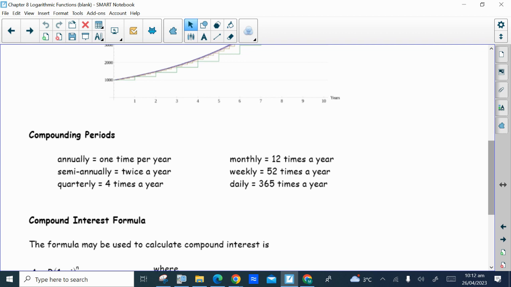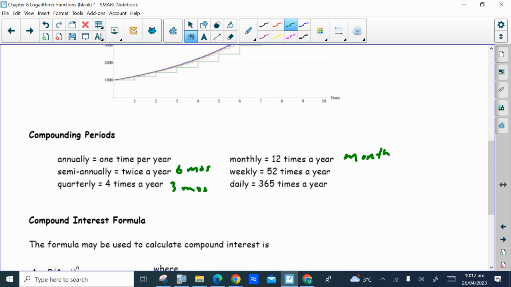So again, we've talked about the different compounding periods. Annually is once a year, semi-annually is twice a year, which would be every 6 months. Quarterly would be 4 times a year, which is every 3 months. So we can write those values in there just as a reminder. This is every 6 months. Quarterly, 4 times a year, would be every 3 months. 12 times a year, monthly, so that is every month. Weekly is 52 times a year, daily 365 times a year.